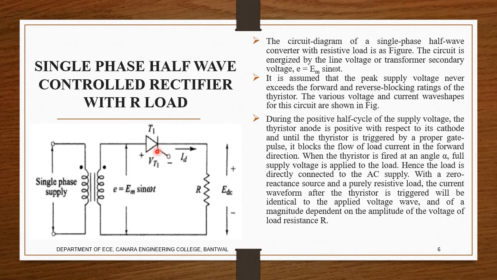Once the thyristor has been fired with some angle alpha, whatever voltage is being given is applied to the load. Since it is a zero reactance source, a pure resistive load with nothing other than a step down transformer, the current waveform after the thyristor is triggered will be identical to the applied voltage.